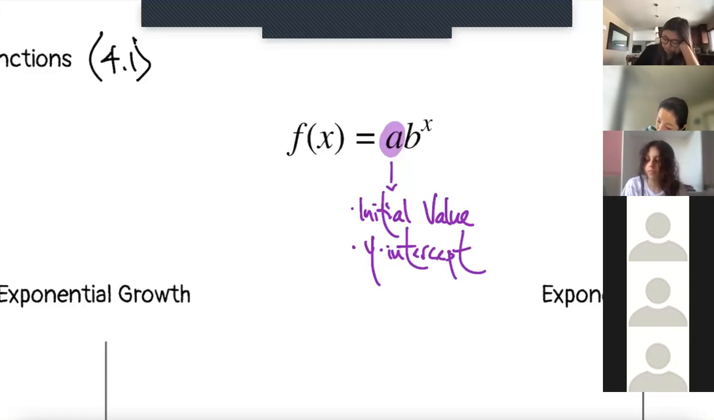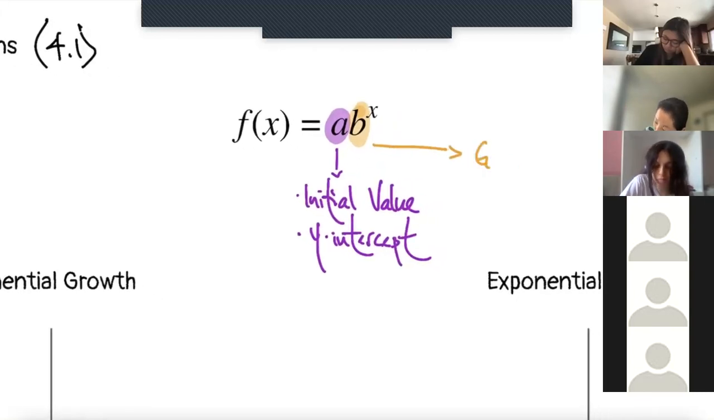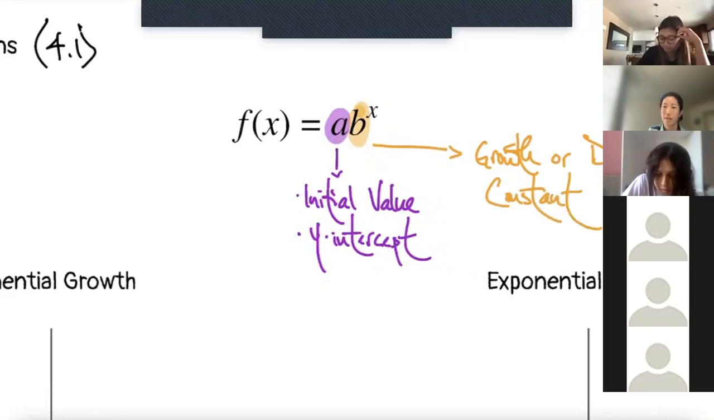The B number, okay? This B is going to be something that we refer to as a growth or decay constant. All right, a growth or decay constant. So when you hear that word, growth constant or decay constant, you're thinking about that number that is in the place where the B is at.